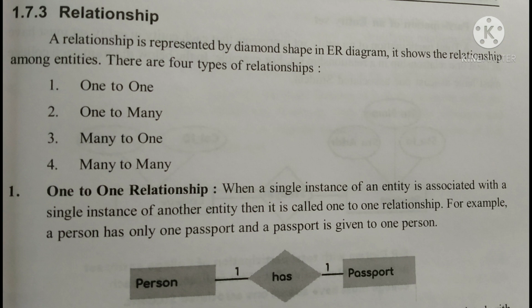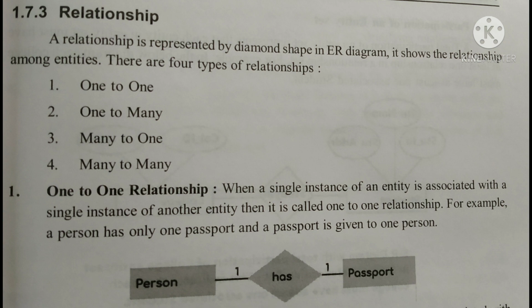Second one is a one to many relationship. When a single instance of an entity is associated with more than one instance of another entity, then it is called a one to many relationship. For example, a customer can place many orders, but an order cannot be placed by many customers. That is the customer placed order. That is the one to many: customer one to many orders.